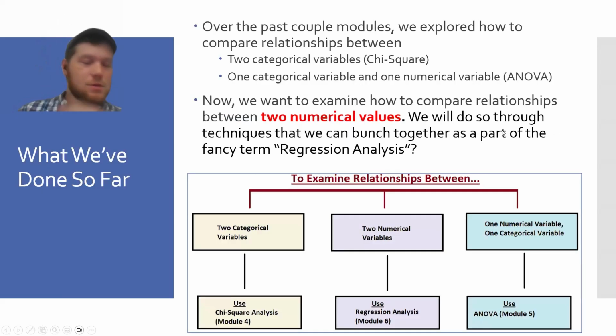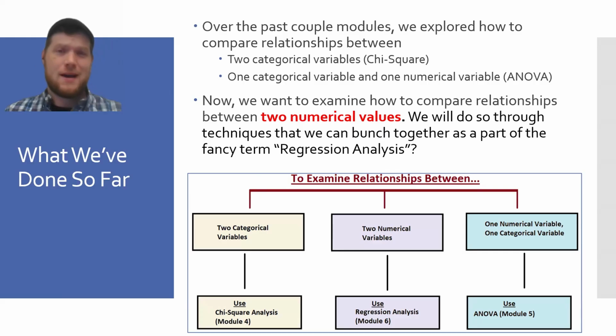All right. So what we've done so far. Over the past couple modules, we explored how to compare relationships between two categorical variables with chi-square. Then we have a categorical variable and a numerical variable, and we use ANOVA. I mentioned before that we go a little sneaky with it, where really ANOVA is better when we have a categorical variable trying to explain a numerical variable. But since we're really just talking about relationships, we're not trying to find any sort of cause and effect relationship because we have these social surveys, they're more pattern recognition.